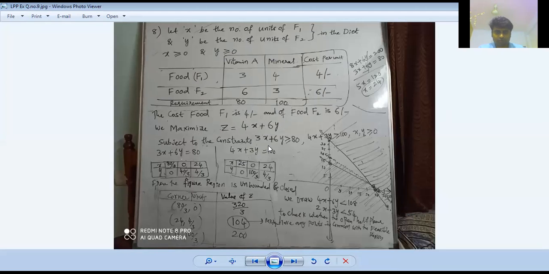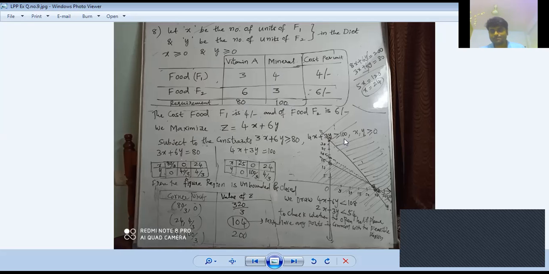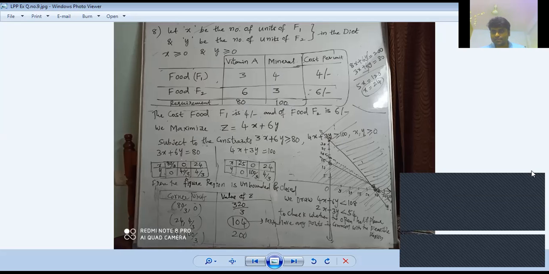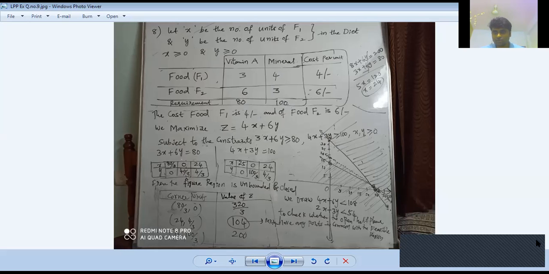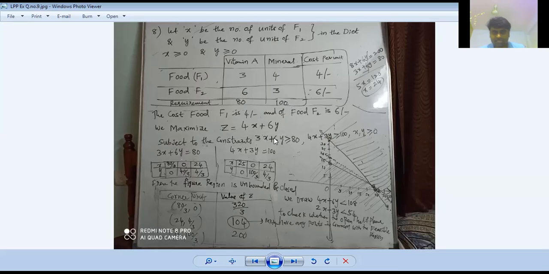Okay, so now what are the constraints we should write? So 3x plus 6y should be at least 80, minimum 80 means 80 or more, so greater than or equal to 80. Here also 4x plus 3y greater than or equal to 100. That means the region is going to be unbounded, correct? So this will be outside the origin, that we can say, because it is at least the minimum.